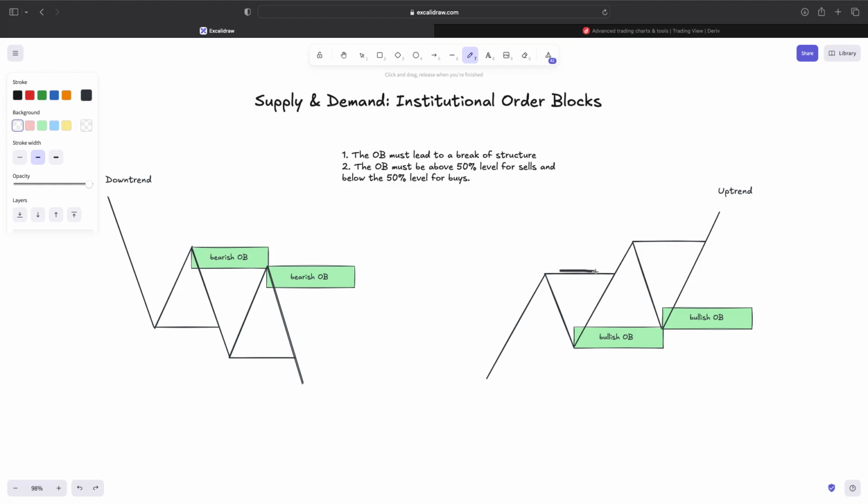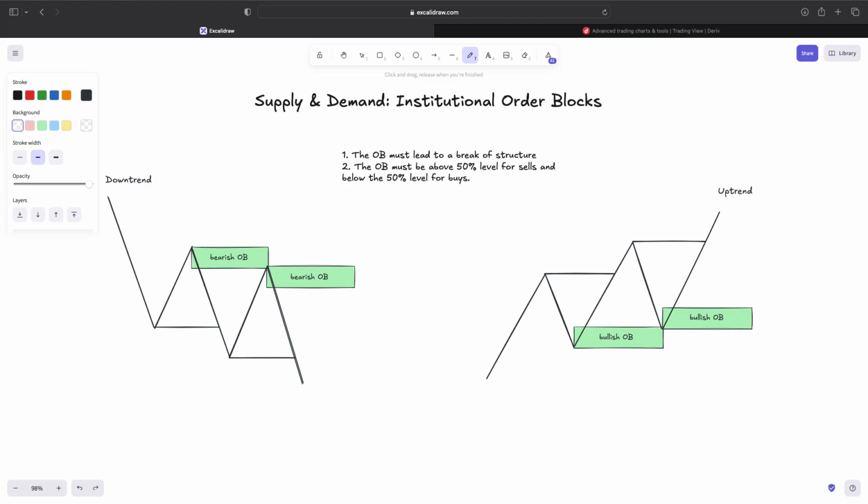So we want to see that break of structure around this area here, and then we want to identify an order block that's resting below the 50% level. So we're going to map out our premium and discount from this low to this high, because that's our current trading range. So we'll be looking for order blocks that are resting below the 50% level in order for us to potentially look for some buying opportunities.